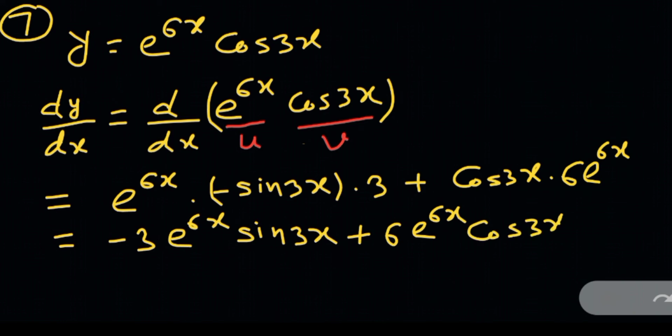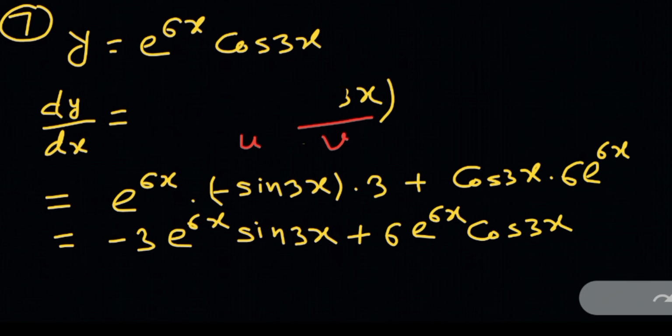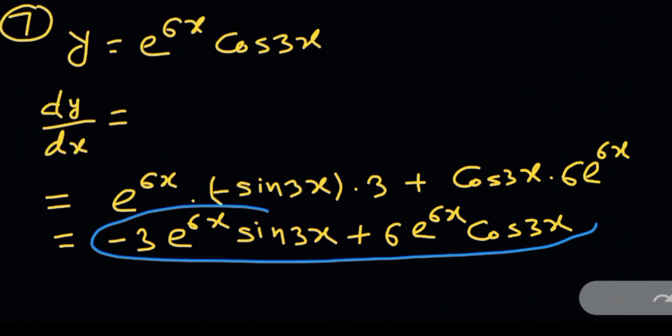Now I am simplifying this question. I will take e to the power 6x common. So I am erasing this and writing here. I am writing this step above, because this is again dy upon dx.